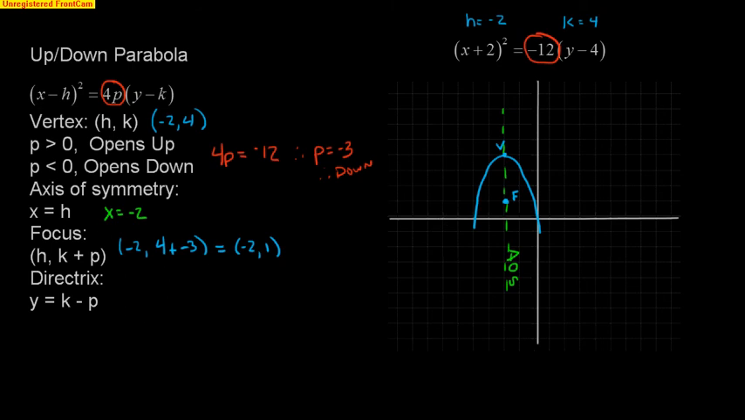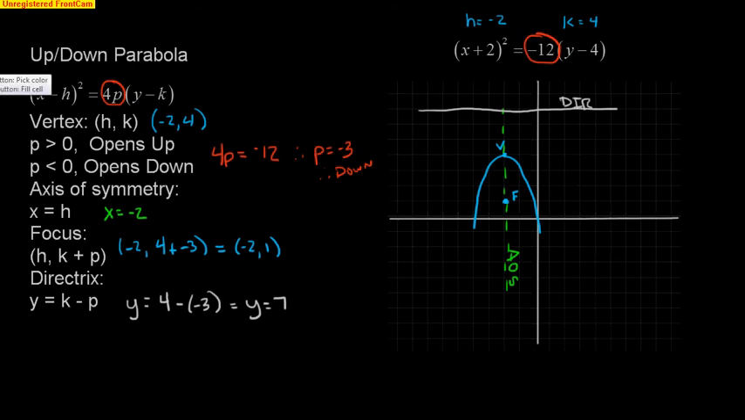Alright, so last but not least, my directrix. Okay, so I got y equals k, and k was 4, minus p, so minus a negative 3, so that actually winds up being 4 plus 3. So you got y equals 7. So 1, 2, 3, 4, 5, 6, 7. And we have our directrix here on the outside. And we know we did this correctly.